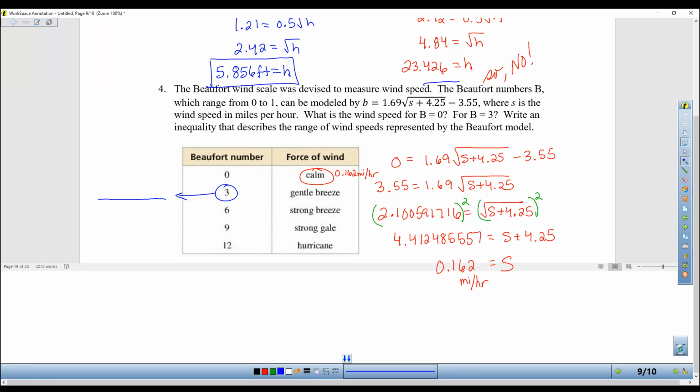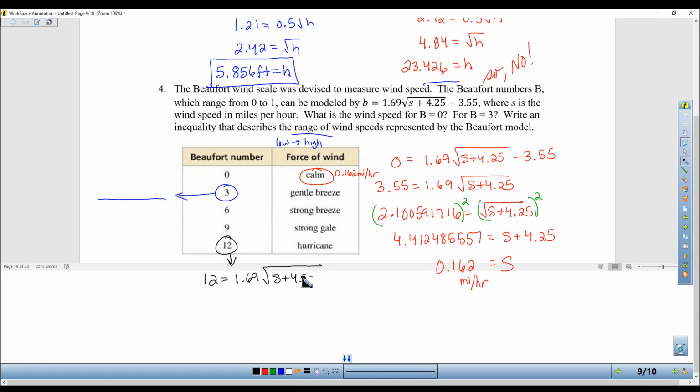Finally, write an inequality that describes the range of wind speeds represented by the Beaufort model. So we know that when Beaufort is 0, it's only 0.162. Range means everything from the lowest to the highest. So in other words, we need to do it again for 12. So I will do that here. This will be good for the people that need to see the 3. You'll get to see it one more time.